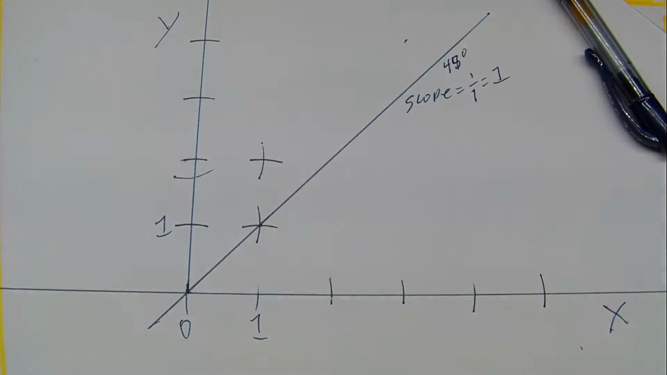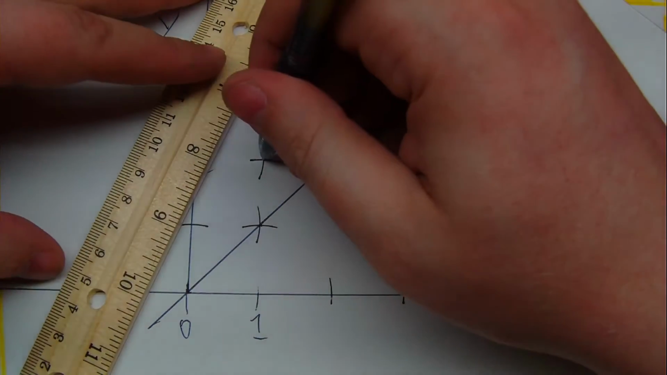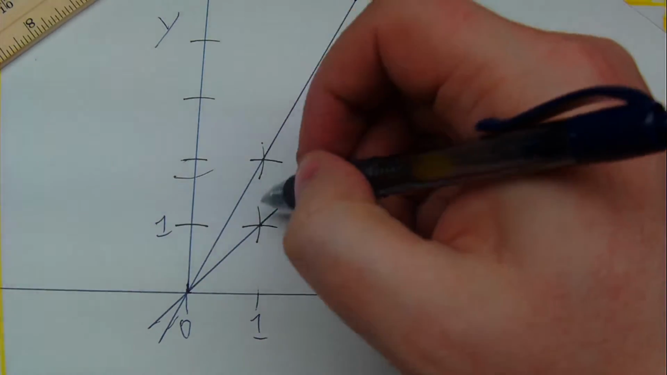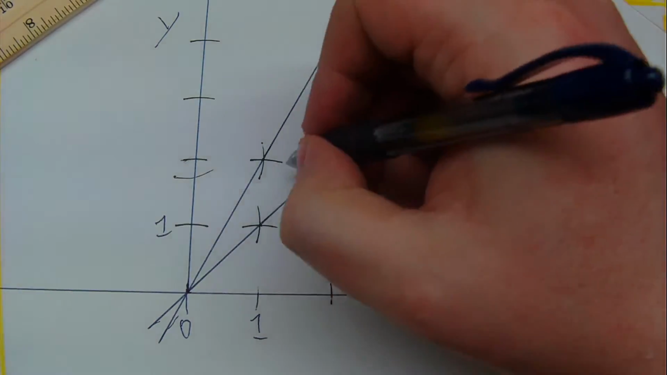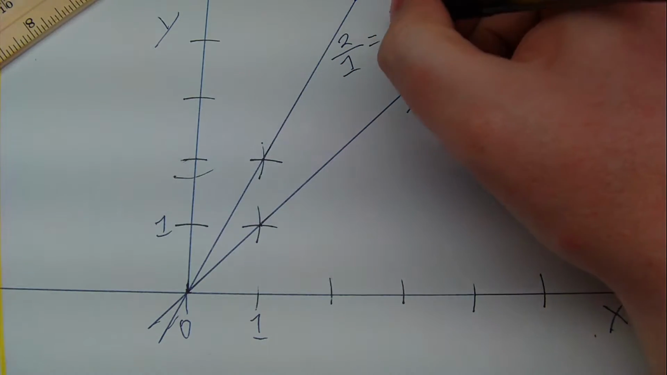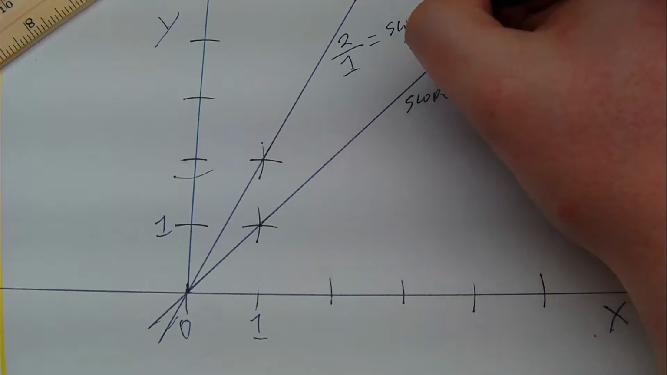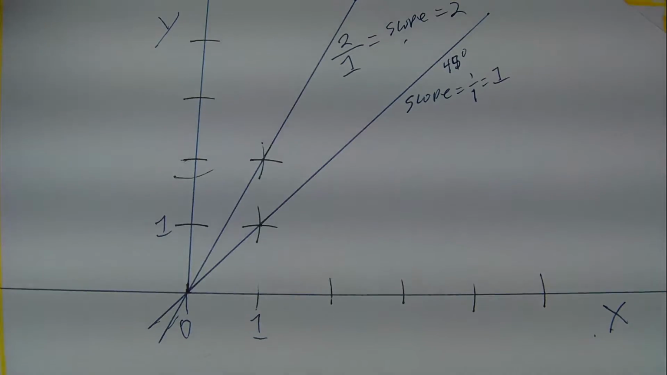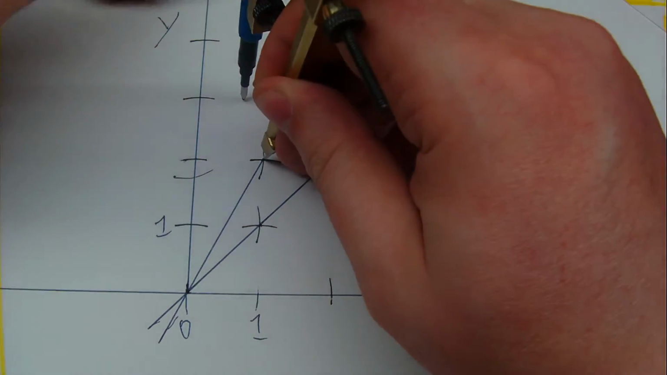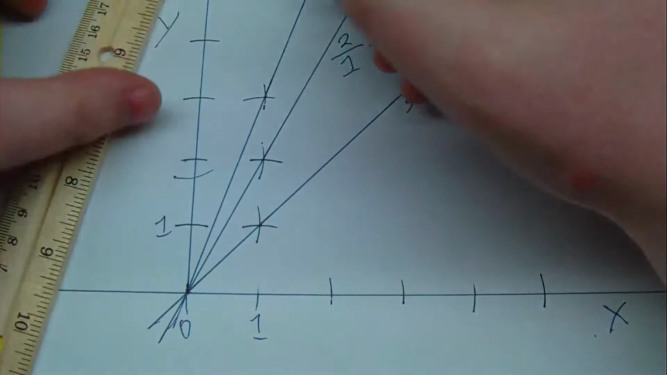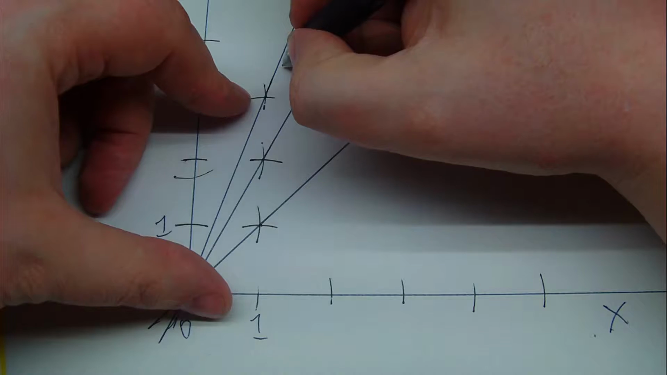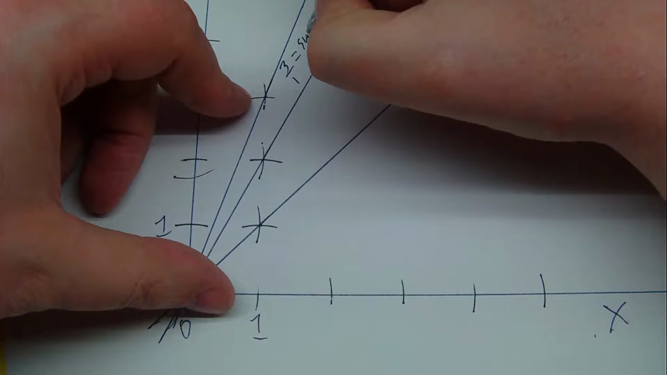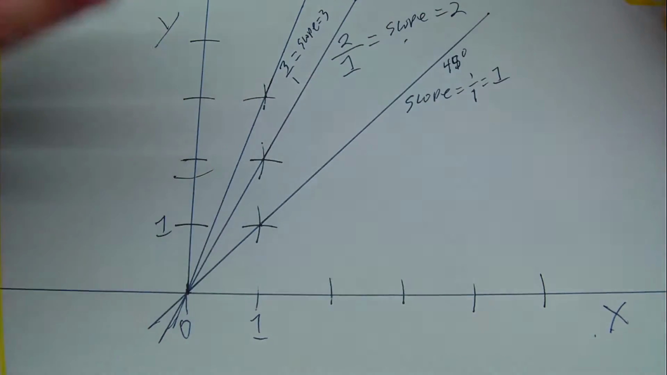If I go up 2 and draw my line, this line has a rise of 2 over a run of 1. So the slope is equal to 2. If I keep going up, this one I have my rise of 3 over a run of 1, gives me a slope of 3.